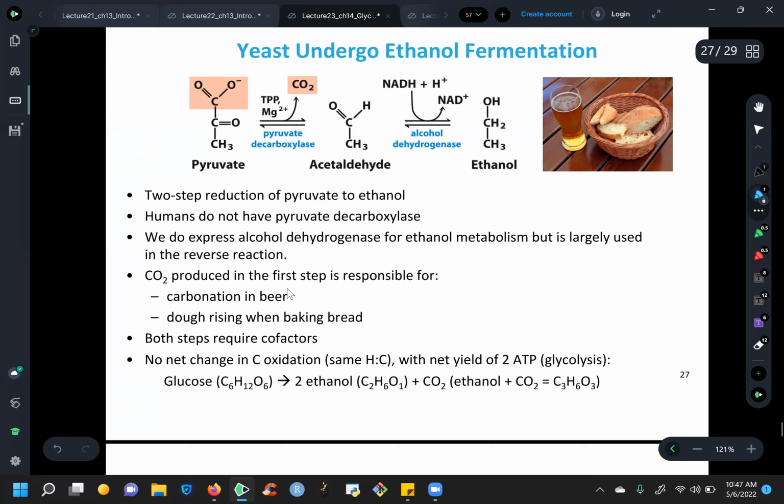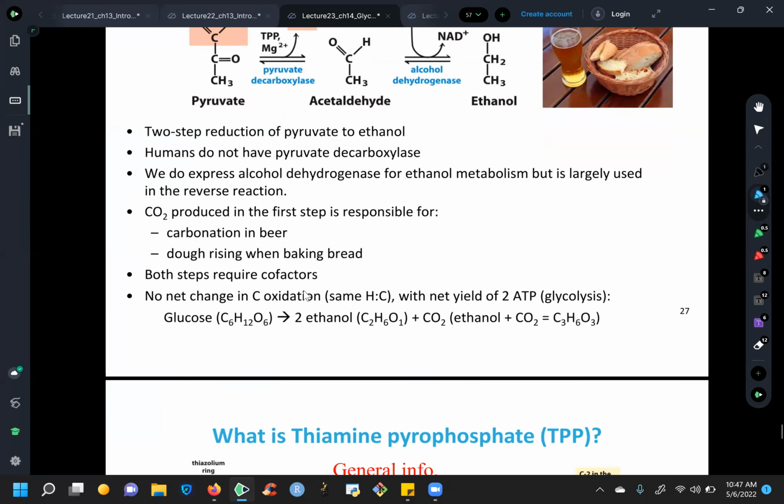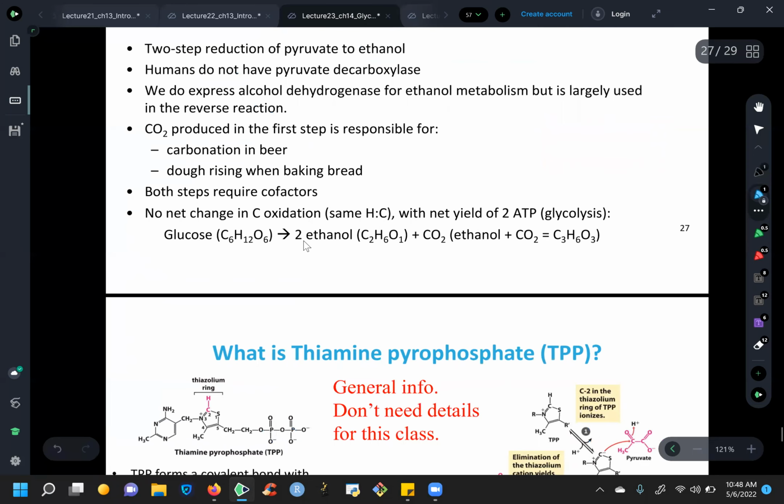CO2 produced in the first step is responsible for the carbonation in beer. I have seen on exams, where does the carbonation in your beer come from? Well, it comes from this enzyme, pyruvate decarboxylase. When it removes that CO2, boom, there you go, CO2. And it's also responsible for the dough rising when we bake bread. Both steps require cofactors. There's no net change in carbon oxidation.